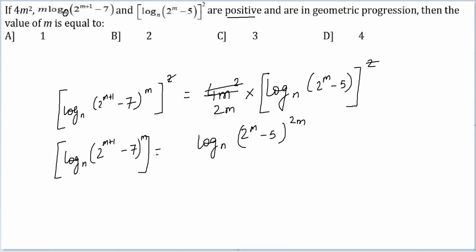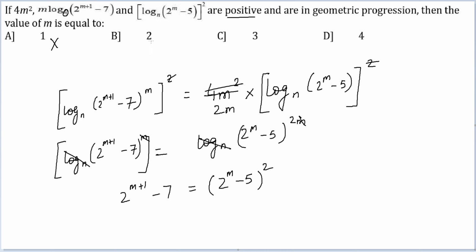Fine. So I can remove the log portions now. From the power, I can remove 1m. So now I have 2 raised to the power m plus 1 minus 7 is equal to 2 raised to the power n minus 5, whole square. And now I have been able to remove the influence of n altogether. Now I can fit options. Let's see. If I put m equal to 1, I will get 4 minus 7, minus 3. This is not a perfect square, so this is not the answer.